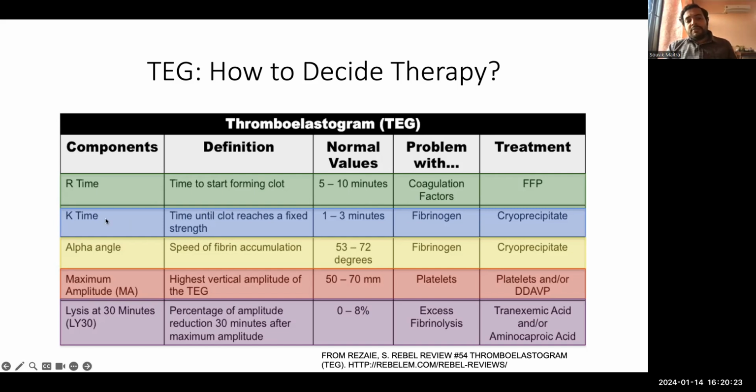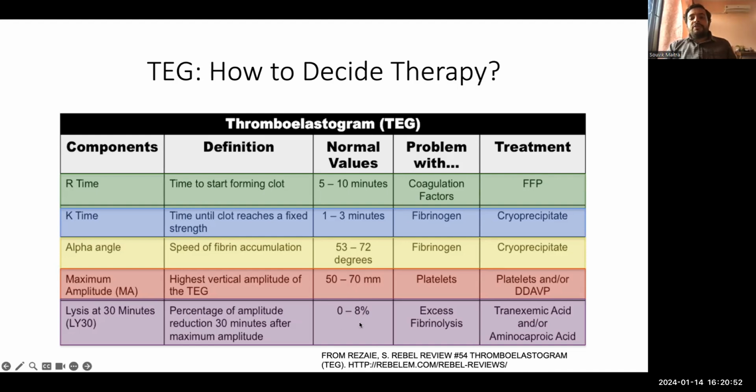Whenever the K time is prolonged, the normal is 1 to 3 minutes, and fibrinogen is deficient. Prolongation of the alpha angle is also caused by the deficiency of fibrinogen. Maximum amplitude is the strength of the clot, and it is primarily affected by the platelets. Whenever you think there is a platelet deficiency, platelet transfusion or use of desmopressin is indicated.